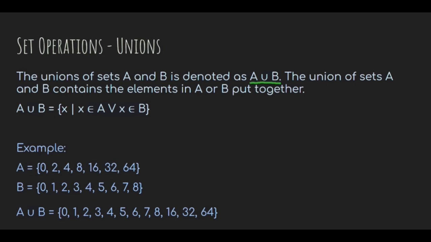Now, A and B both contain 0, so you only have to write it once. Again, you don't have to repeat elements in a set. So we're going from 0, and then we have 1, and then 2, and then 3, 4, 5, 6, 7, 8, 16, 32, 64. And that's everything we're seeing here. So we merged both sets. It's a union. And that's pretty much straightforward.